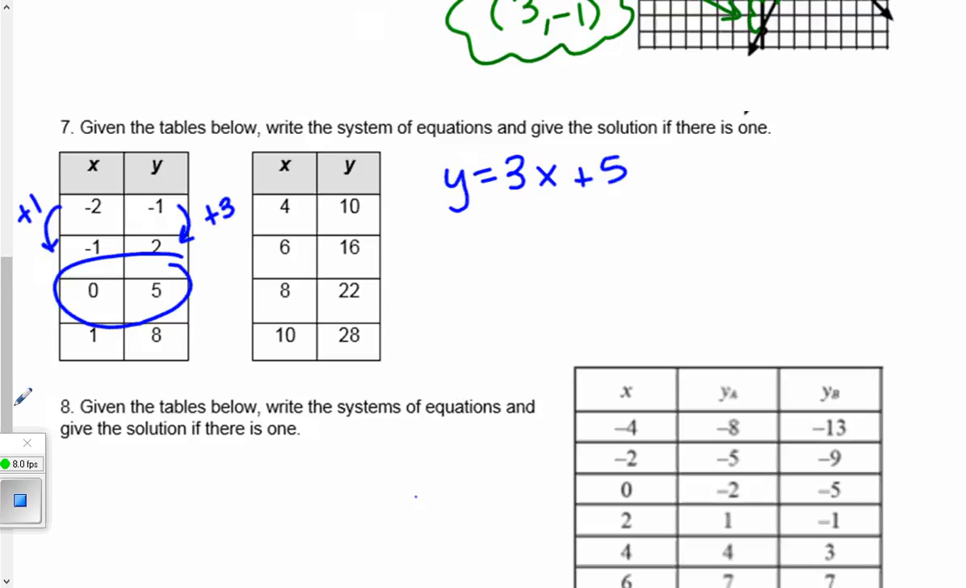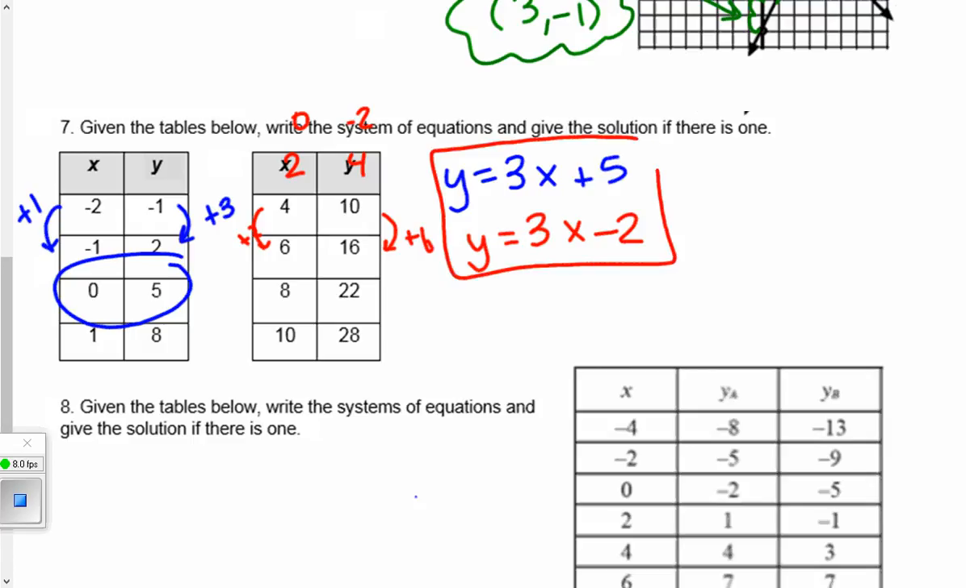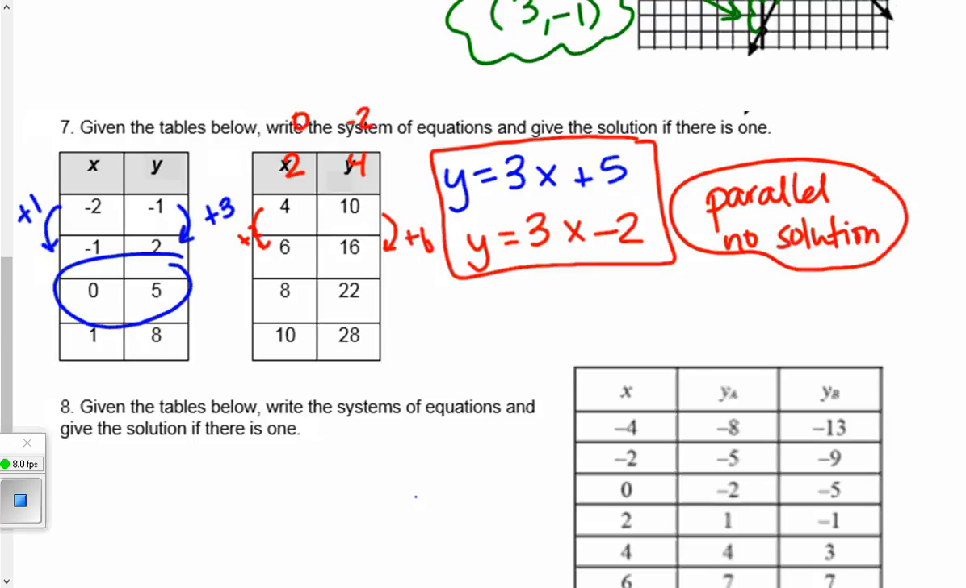This next table, got +6, +2. So I know my slope is, again, 3. That's interesting. I don't see the y-intercept in the table, but you can work backwards to find it pretty easily here. We're just subtracting 6 up the table, so I get -2. There's my system, but then let's talk about the solution. Well, when I see y equals 3x plus 5, y equals 3x minus 2, that means that they are parallel, so there is no solution. Okay? No solution at all.